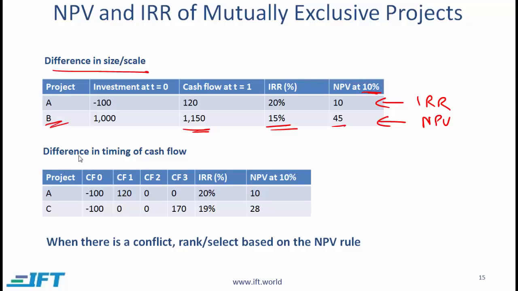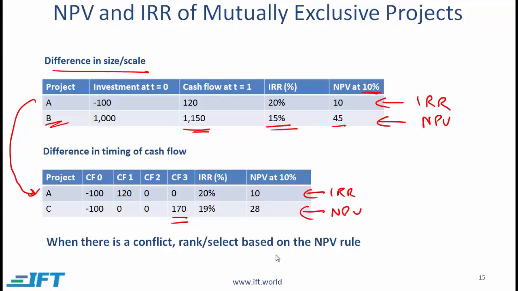There is also a discrepancy if we have a difference in timing of cash flow. Project A is the same project as before. Project C now has the same cash flow, but we get back 170 at the end of year 3. Notice that the IRR is now 19% here, NPV is 28. So here again, based on the IRR, we would select project A, but based on NPV, we will select project C. So the question is, when there is a conflict between what IRR is telling you and what NPV is telling you, what should you do?